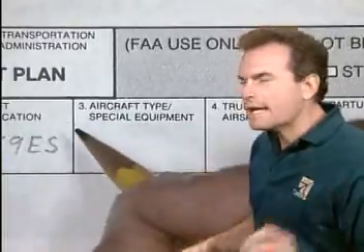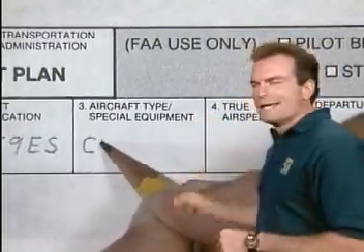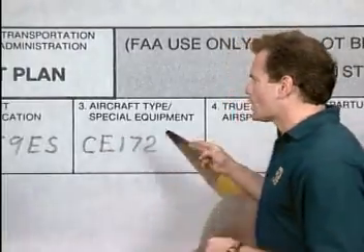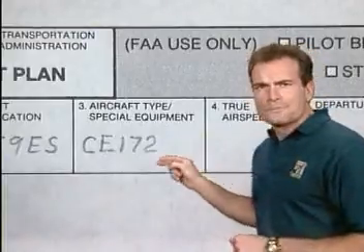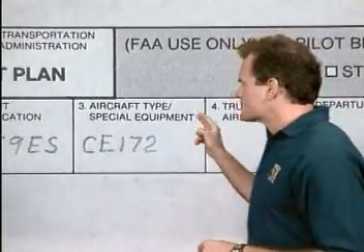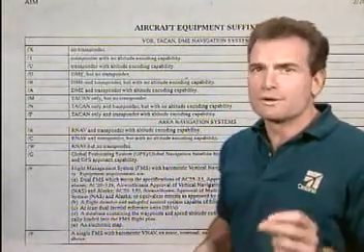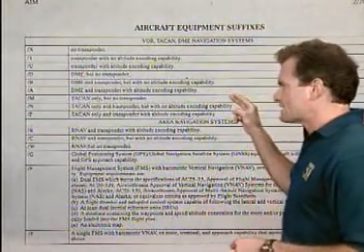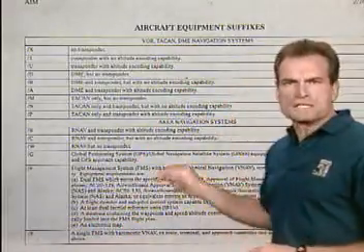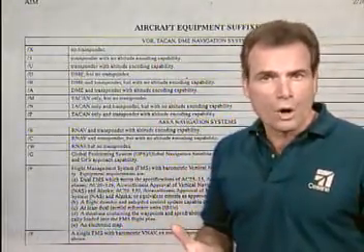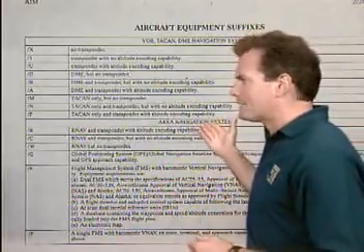Next, in block 3, enter your aircraft type and special equipment code. You probably know by now that your Skyhawk's aircraft type is a Charlie Echo 172. Now, special equipment is a letter code that tells ATC what navigation and transponder equipment you have on board. The AIM has a table titled Aircraft Equipment Suffixes, which lists these codes. Pilots usually learn the code for their own airplane and may have to look up the others.